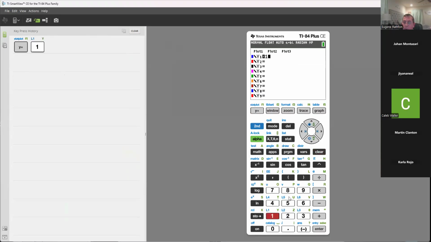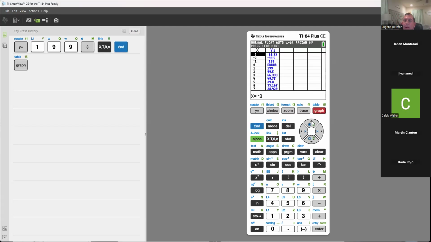So watch what I do. I'm going to take 199 and I'm going to divide by x. Whatever number you want factors of, divide by x, and then you're going to go to the table. Second graph to go to the table. All right, y'all, so 0 is not a factor. So 1 times 199 is a factor. And y'all, if you arrow down through here, everything else is decimals. You see that? Everything else is decimals. So they're not factors of 199.